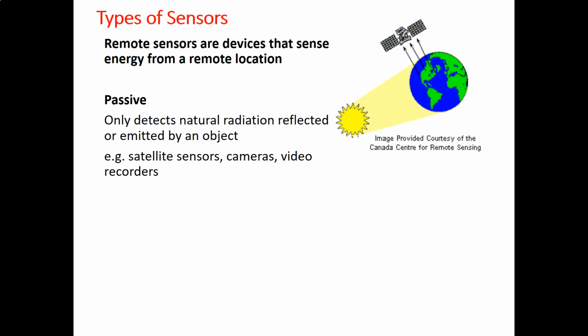And passive is really the vast majority of sensors, like our eyes. They do not emit any energy, right? That would be really creepy if our eyes were emitting energy, and they would be like bright red or even like light bulbs, for example. So they are just passive. Satellite sensors, cameras, video recorders, all these are passive.